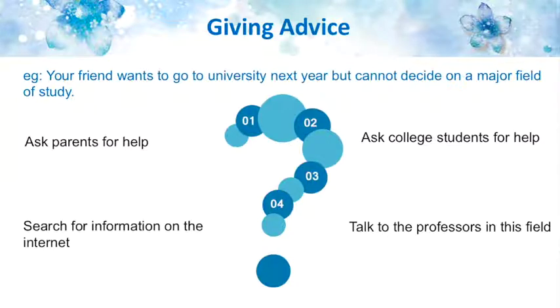For example, if there is a question saying that your friend wants to go to university next year but cannot decide on a major field of study and asks you for your advice. Since the question did not limit how many suggestions, you can give more than 1 suggestion. You can suggest she ask her parents for help, ask some students who have been admitted to college to give her some advice. She can also search for the information online, or if she could, talk to the professors in the field that she is interested in.